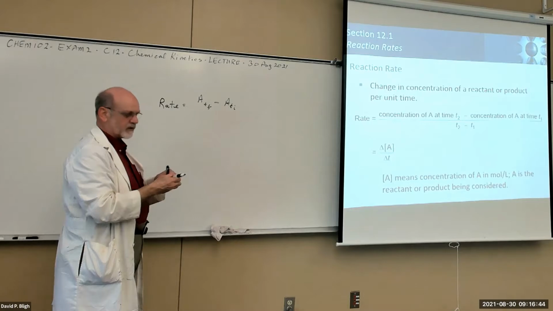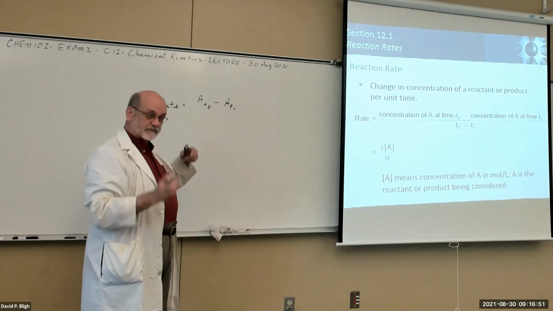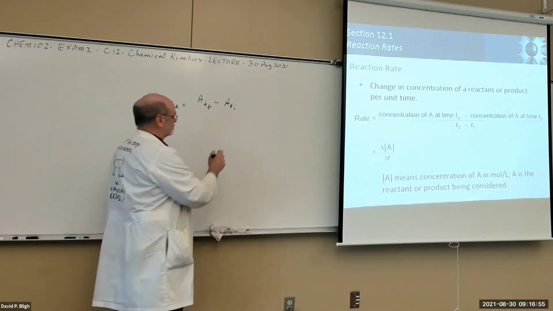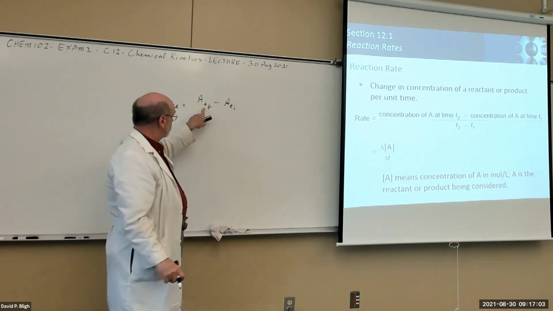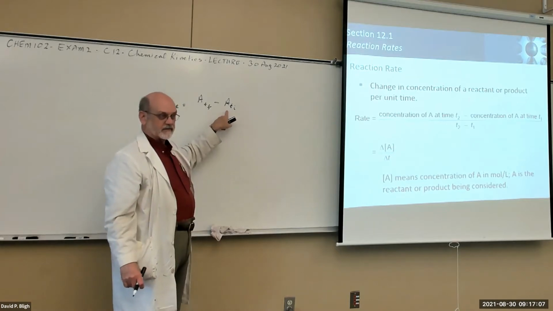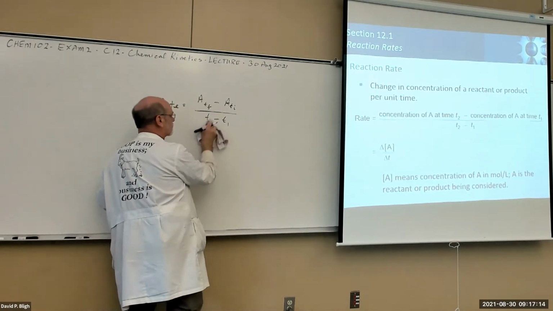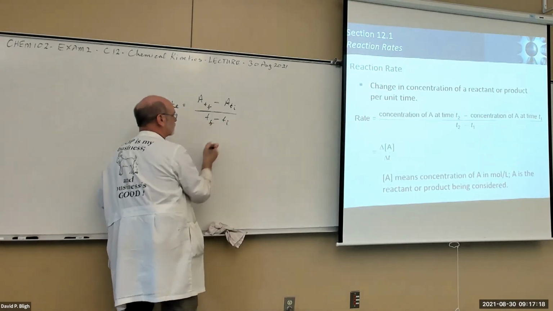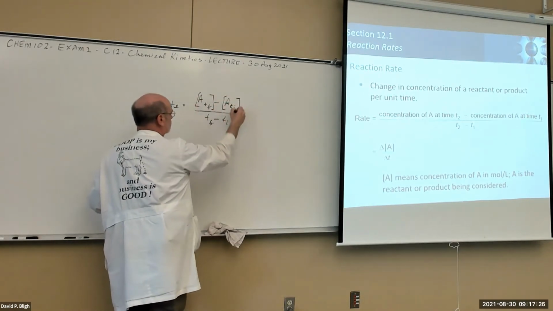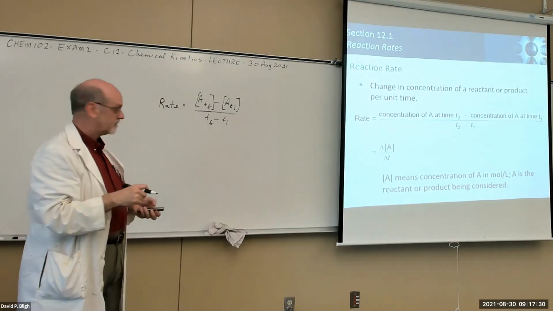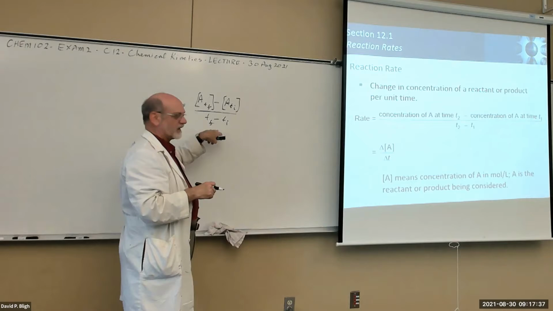So that's typical in calculations in chemistry and physics, for that matter, that you always take the final minus the initial. So sometimes that may give you a negative value. If you're looking at disappearance of A, then the final would be smaller than the initial, and you would get a negative value. And then divided by how long it takes. Final minus initial. Square brackets means concentration. So it's a change in concentration that occurs in that time interval.